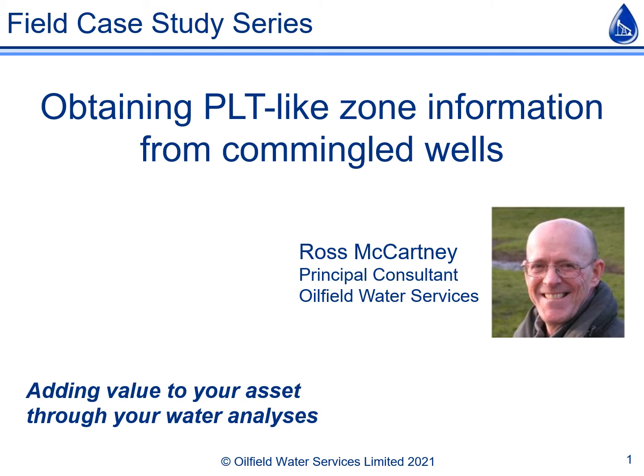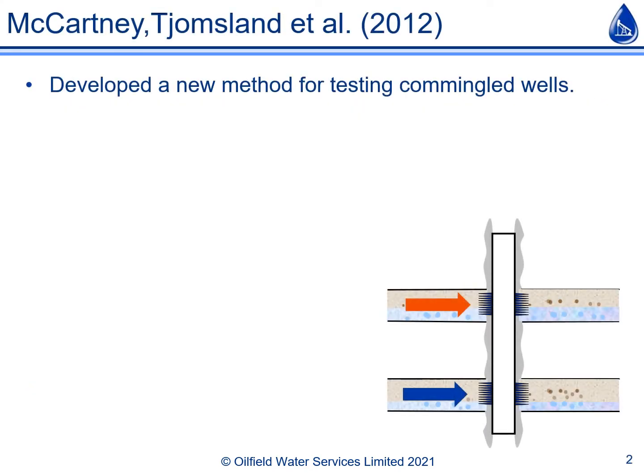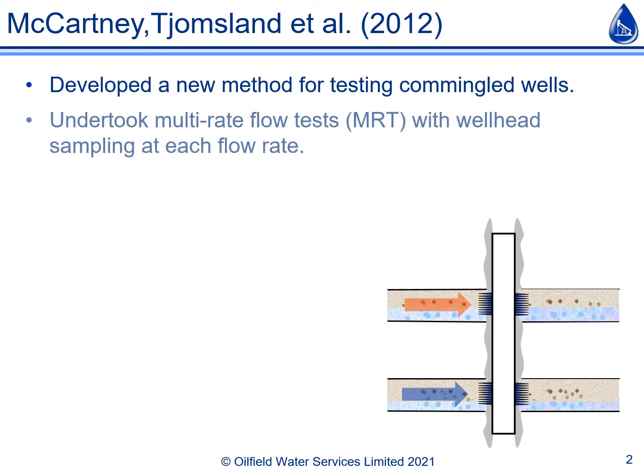In this presentation, you'll learn about how produced water analyses can be used to provide PLT-like zone information from commingled wells. The method was developed by Chomsland, myself and others for use on wells producing from two zones, with each producing water with a different composition. It involves undertaking a multi-rate production test on the well, during which produced water samples are collected at the wellhead or the test separator at each production rate.